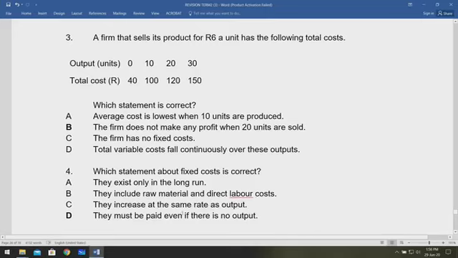They must be paid even if there is no output. Yes, that one is true, right? So remember I said earlier, whether you produce 0 units or 100 units, you still have to pay your rent. You can't not pay that.